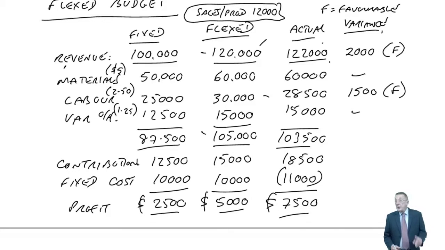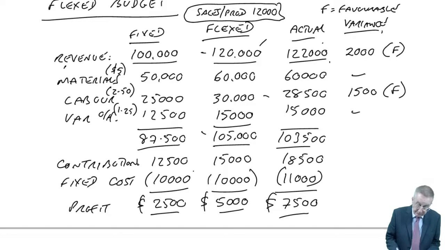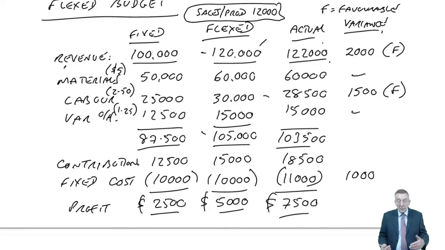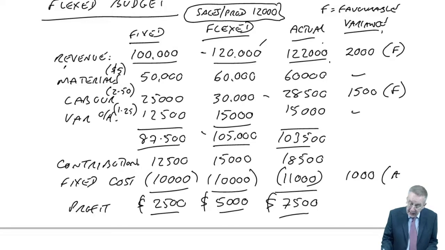Finally, what about fixed costs? Well, they should have stayed fixed. And of course, they haven't. We've spent more. We've overspent by 1,000. And surely if you spend more, that on its own means less profit. We use the letter A. A equals adverse.